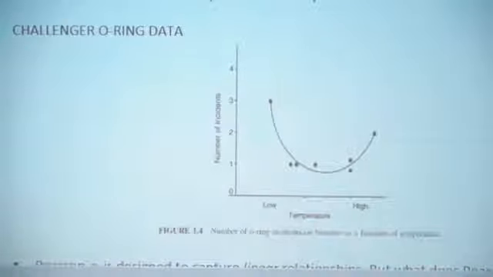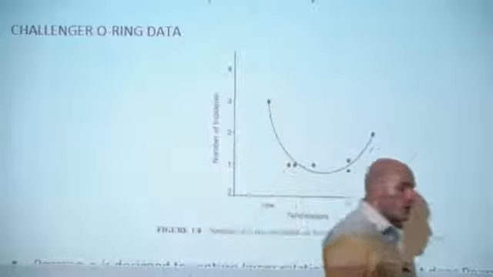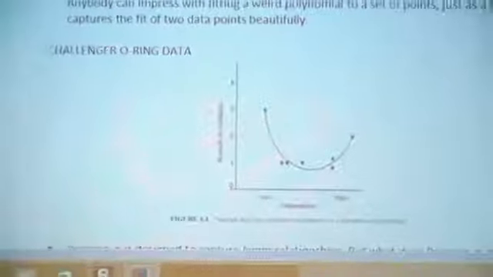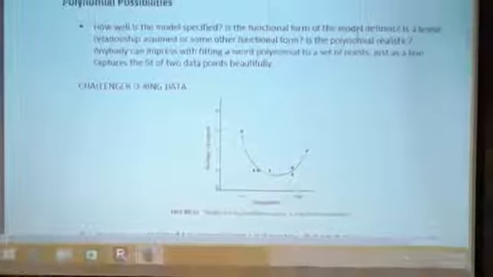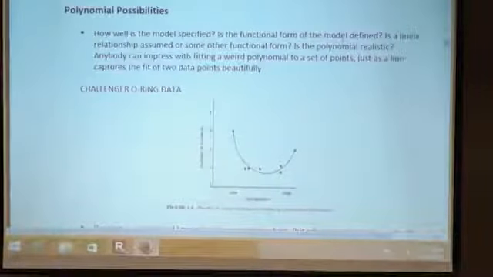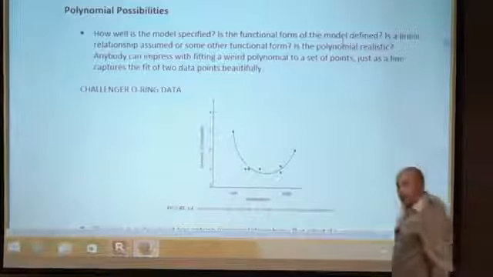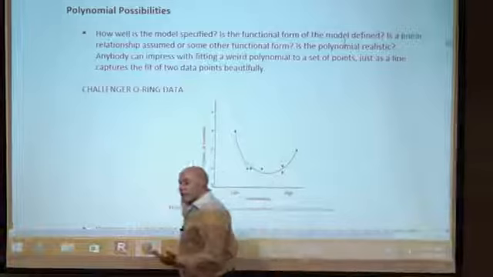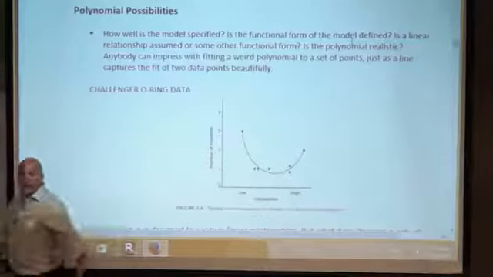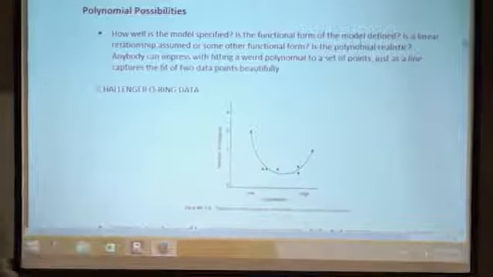Polynomial possibilities. Most models assume linear relationships. I think it's very reasonable that a lot of models assume linear relationships, because I think it's really hard to get nonlinear relationships in a lot of fields. And if we can at least approximate something by a line, we're doing pretty good. But it's still worth investigating a little bit, saying, why are they assuming linear?